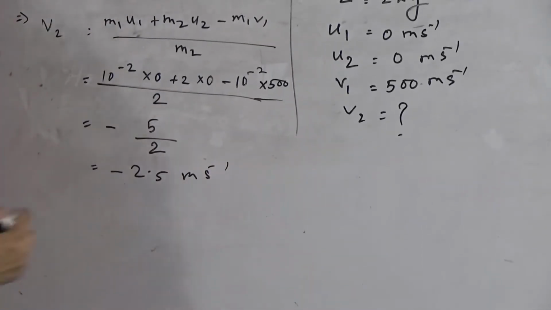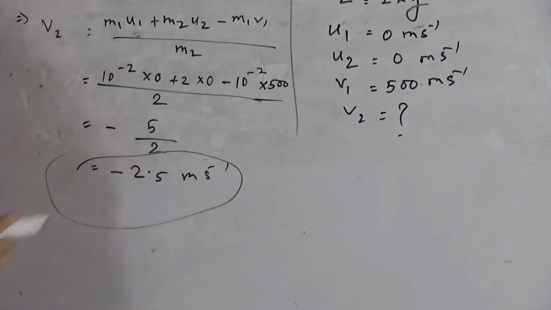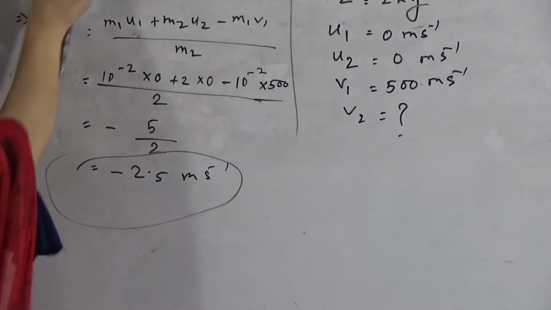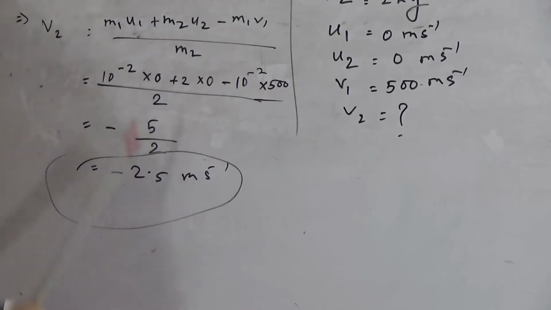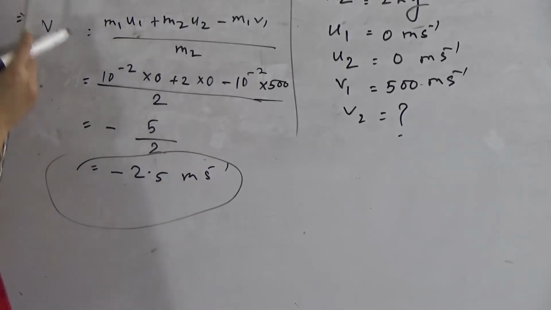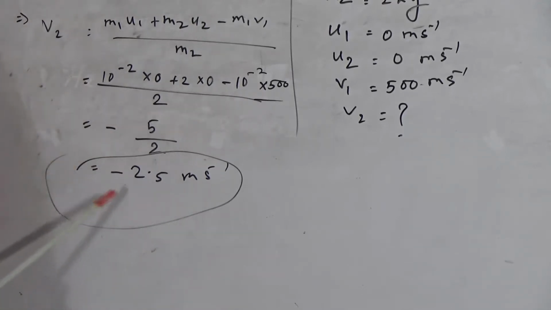My dear students, this is the recoil velocity of the gun. The recoil velocity of the gun is minus 2.5 meter per second, and here the minus means the velocity of the gun is negative.